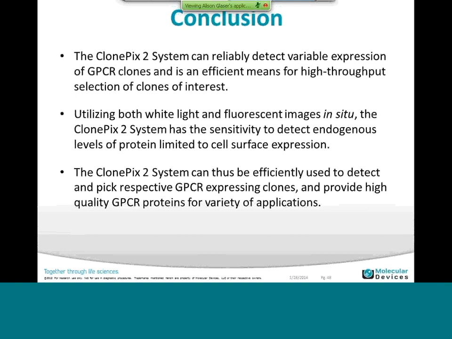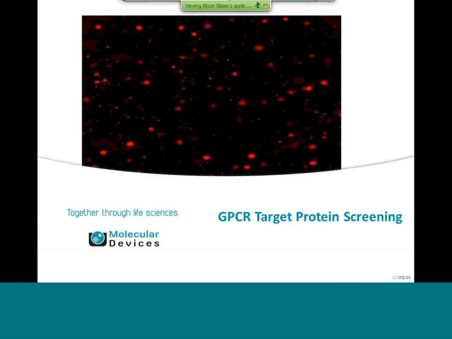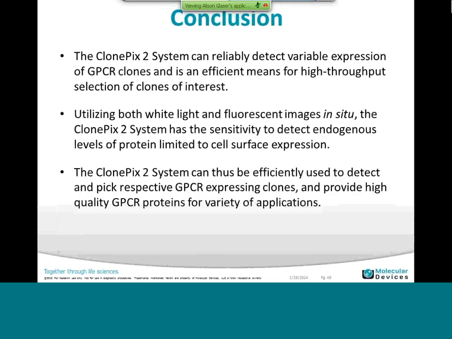Utilizing both white light and fluorescent images in situ, the ClonePix system has a sensitivity to detect endogenous levels of protein limited to the cell surface expression. And it can be used to efficiently detect and also pick respective GPCR expressing clones, which will provide a high-quality GPCR protein for a variety of applications.